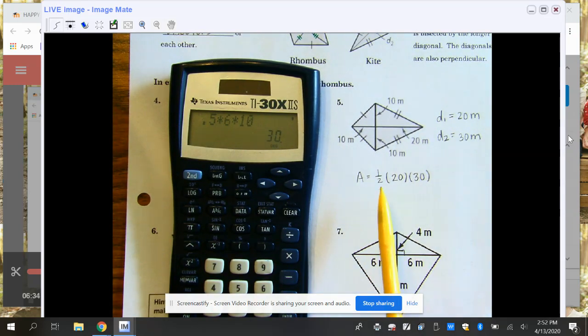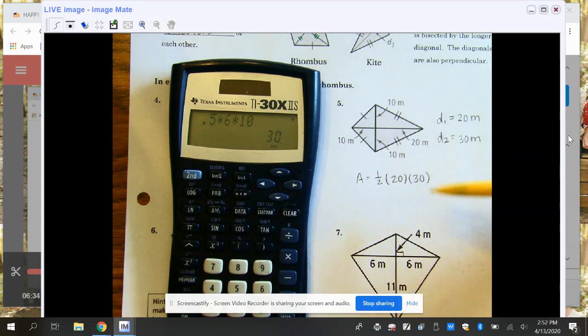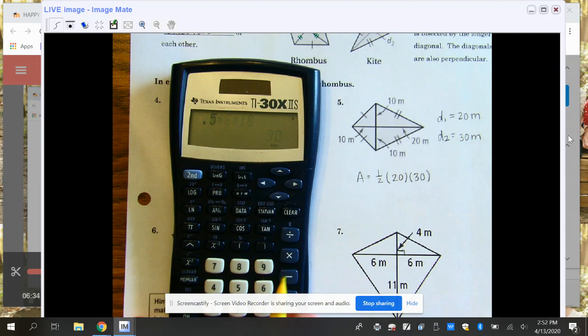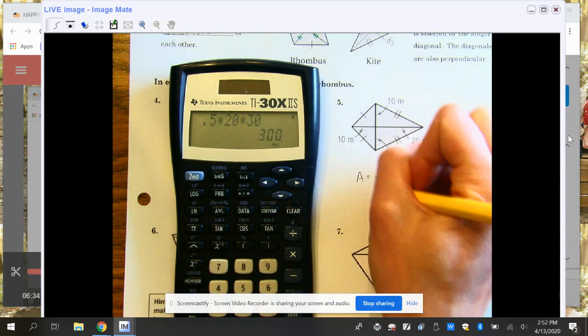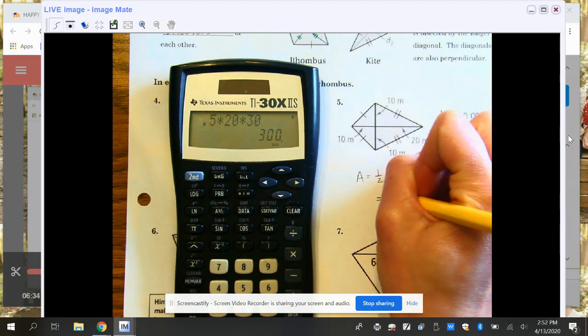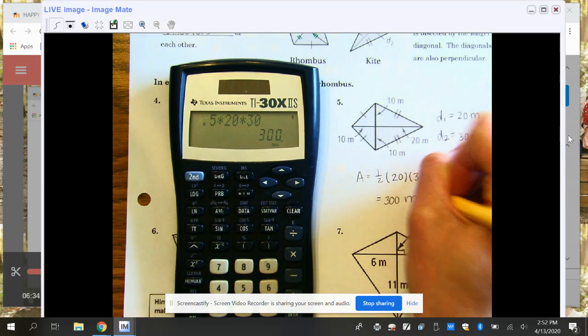Now it's important to remember too, you're not distributing the 1/2 to both of these. So you're not doing like 10 times 15. That would be if it was 1/2 times 20 plus 30. But we're just multiplying these all together, which is going to be 300 meters squared.